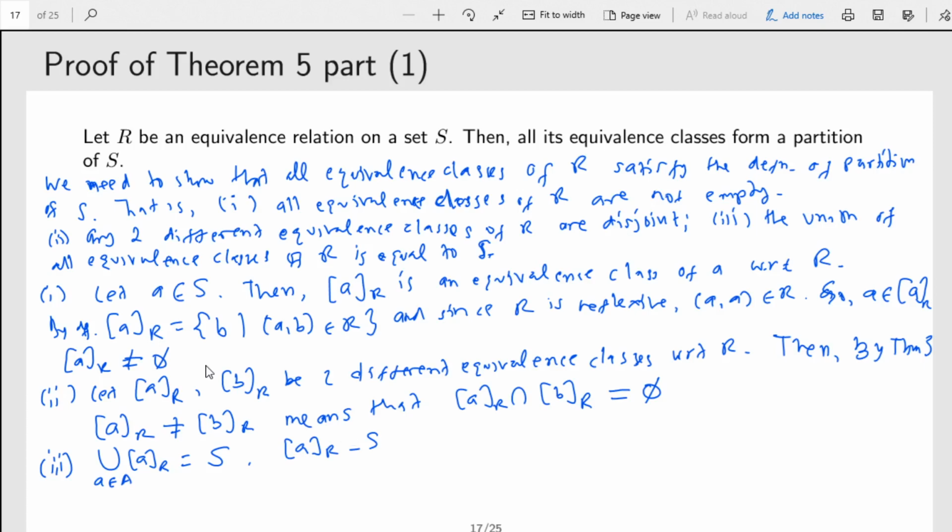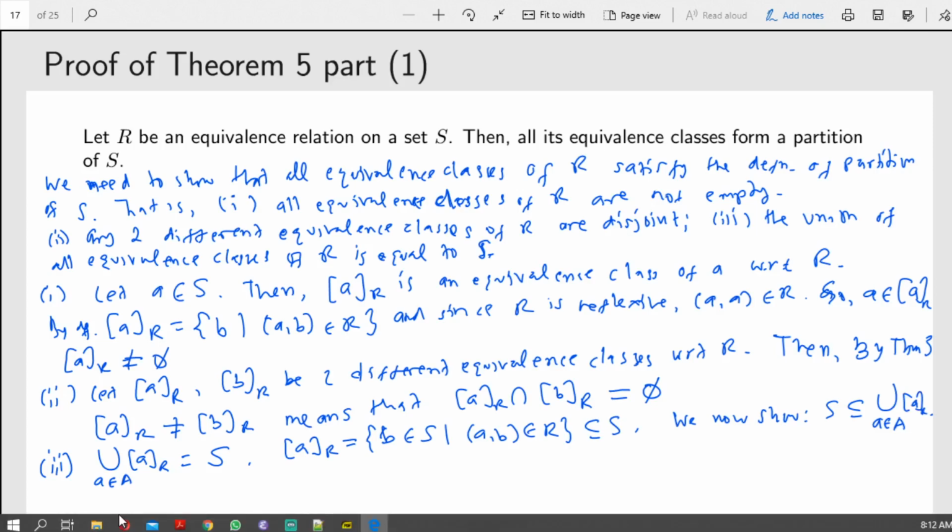this is defined as a set of P from S, so the set of P such that A comma P is in R, and this is obviously a subset of S. Now how about the other way around? We now show that S is a subset of the union of all equivalence classes.